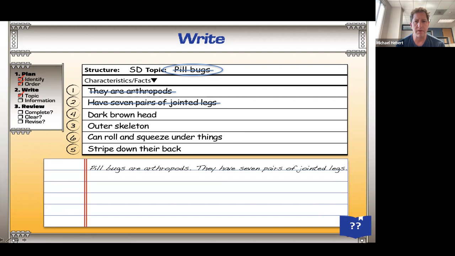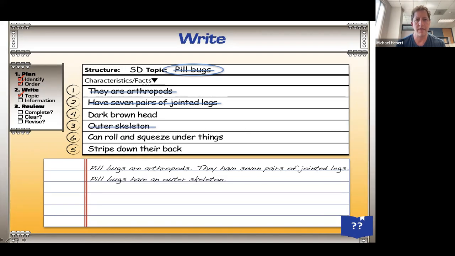All right. So next, I said I was going to talk about their outer skeleton. Sometimes good connector words are things I want to include in my writing. I could say pill bugs are arthropods. They have 7 pairs of jointed legs. But maybe I might want to use something like also. So I might say, pill bugs also have an outer skeleton. This is poor planning, sorry about that.